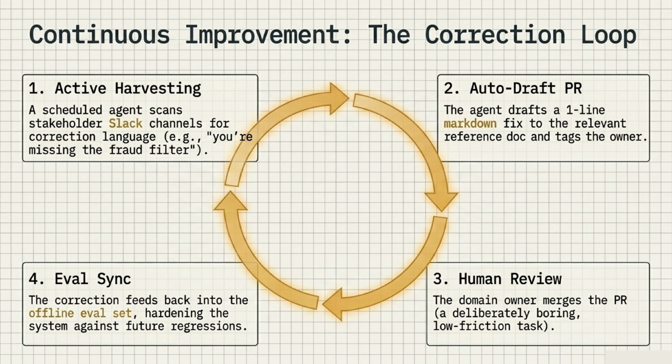Step 3. A human reviews and merges the PR, which is a deliberately boring, low-friction task. Step 4. That correction feeds back into the offline eval set, hardening the system against future regressions.